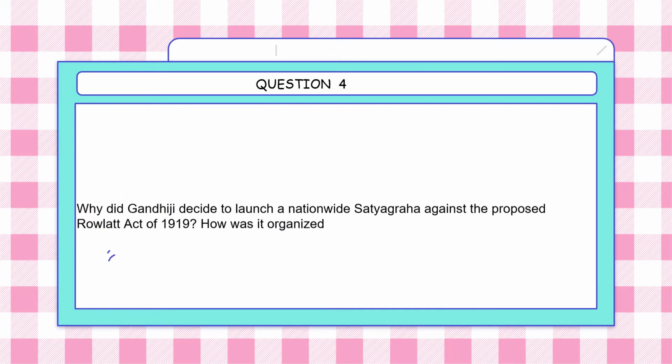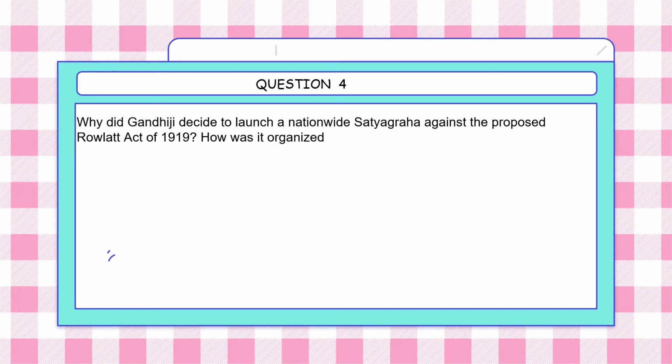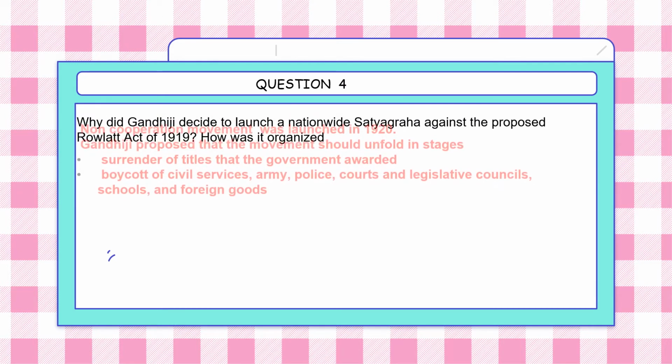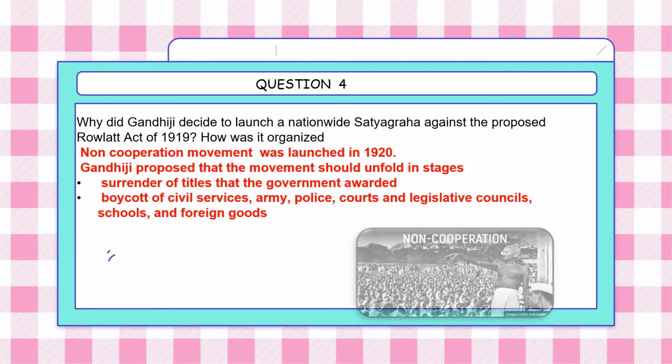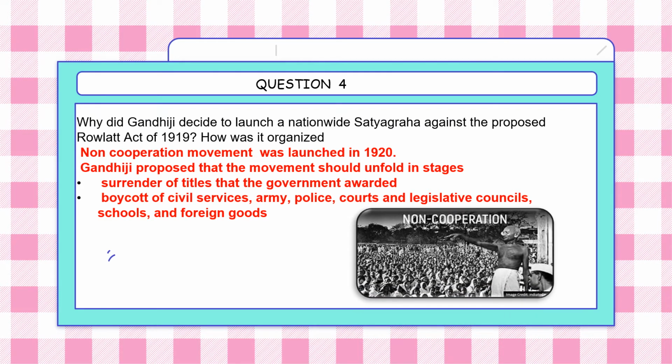Question number 4. Why did Gandhiji decide to launch a nationwide satyagraha against the proposed Rowlatt Act of 1919? How was this organized? Children, well, this has got only 2 points. First, let's look at when the non-cooperation movement started. It was launched in the year 1920. How did Gandhiji propose to launch this movement? 2 points, children. Surrender the titles that the government had awarded to the citizens. Number 2, boycott of civil service, army, police, courts, and legislative councils, etc.